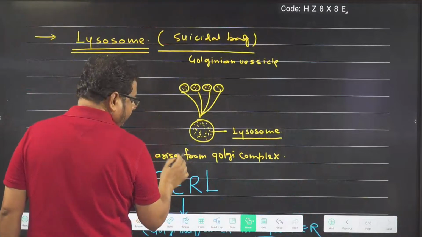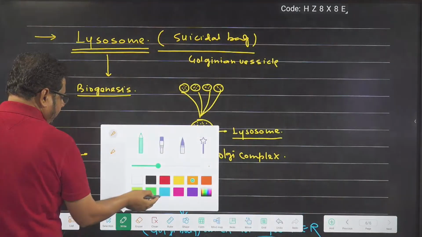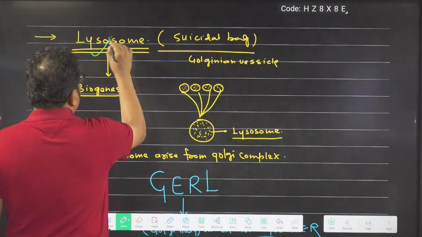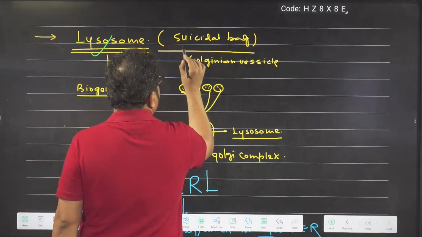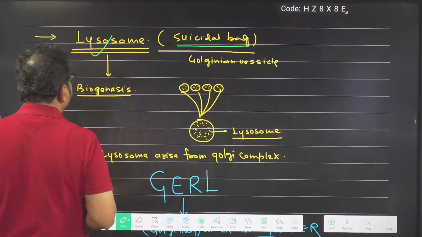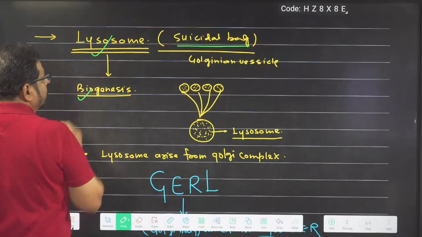So I am just starting once again to say about lysosome. It will give you some better idea. Lysosome is also called which one? Suicidal bag of the cell. Why it is called that, I will tell you, don't worry. So how is the lysosome forming?